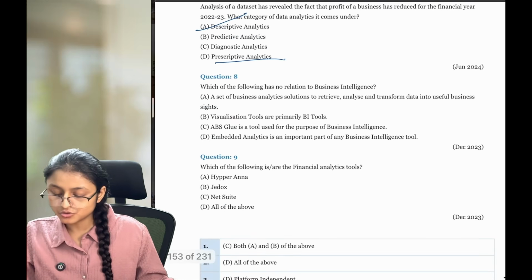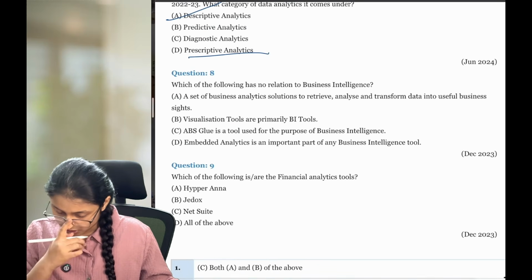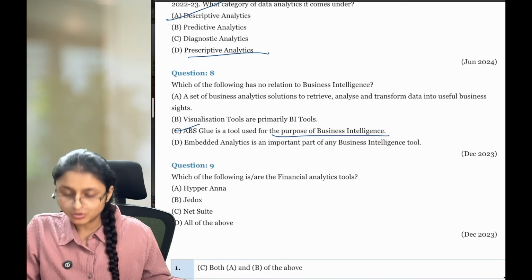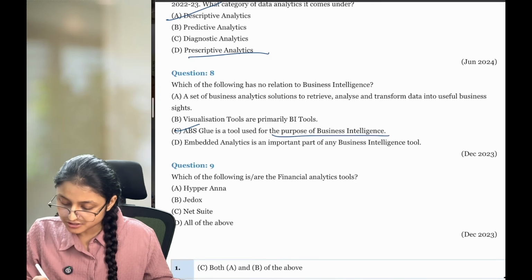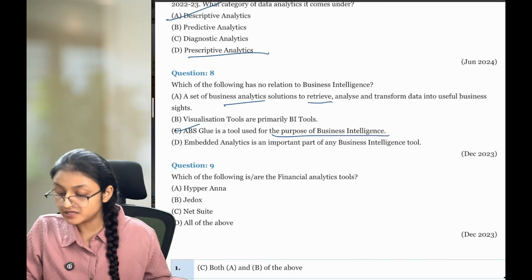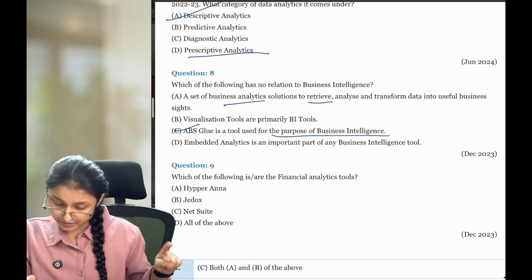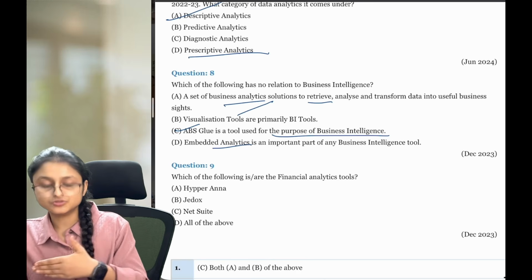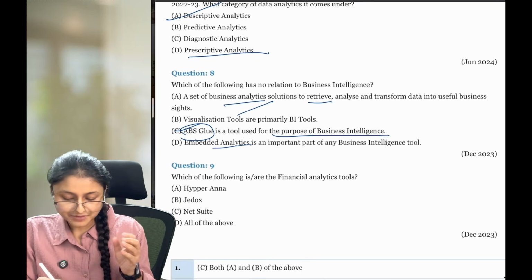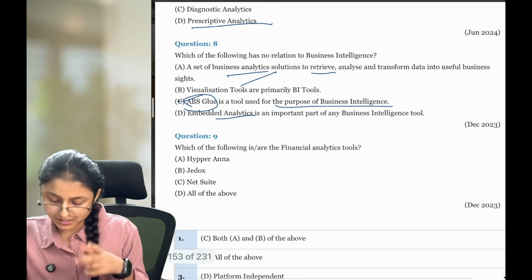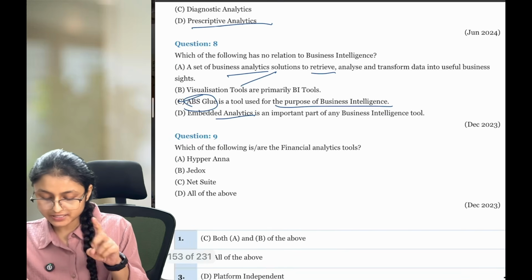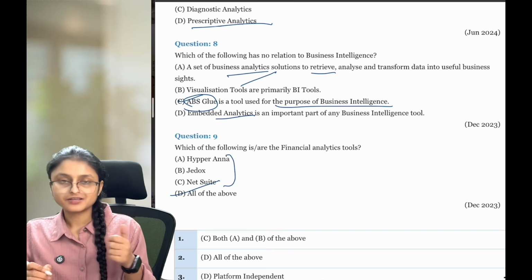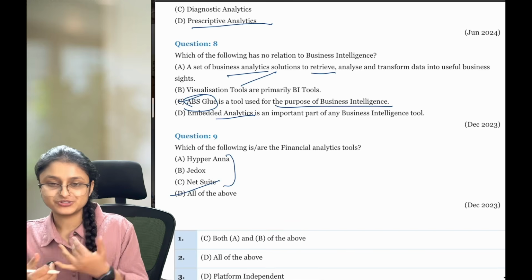Which one of the following has no relation with the business intelligence tool? ABS glue is not a tool for the purpose of business intelligence. For business intelligence, a business analytical solution should retrieve, analyze and transform data. This is required. Visualization tools are used in business intelligence, and embedded analytics is used in business intelligence. But ABS glue, there is no such tool applicable for business intelligence. Which of the following is or are the financial analytical tool? So all of these are financial analytical tools. Hence, all of the above is what you need to select.